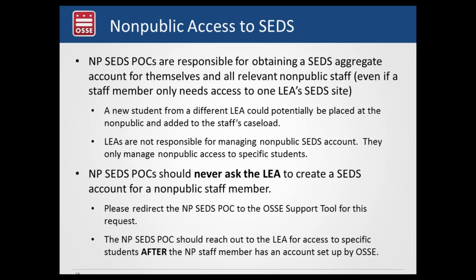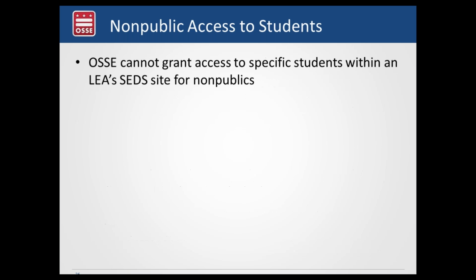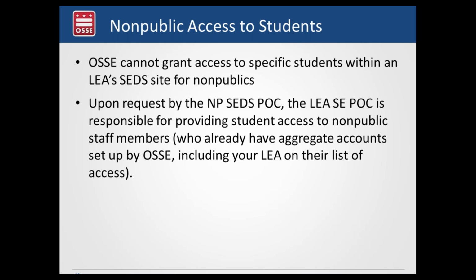It will have your LEA there, and that might be all, but in the future that particular staff member at the non-public might have other LEAs that send them students. So if they ask you, please redirect them to OSSI, to the OSSI support tool. Then after OSSI gives them an account, they should come to you and say, okay, I have an account, please grant me access to your students that come to my school. And that's when you step in, look up their user profile, and check the right box for their campus to allow them to see your students at their campus.